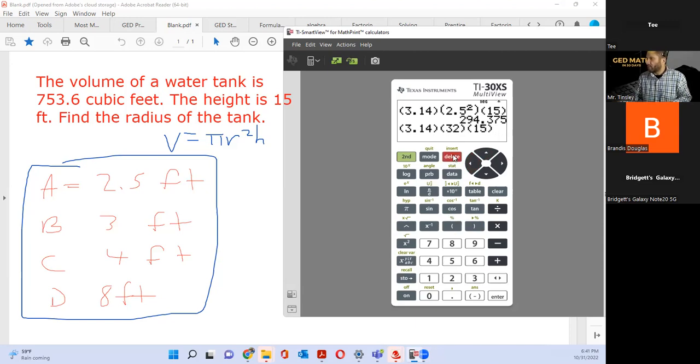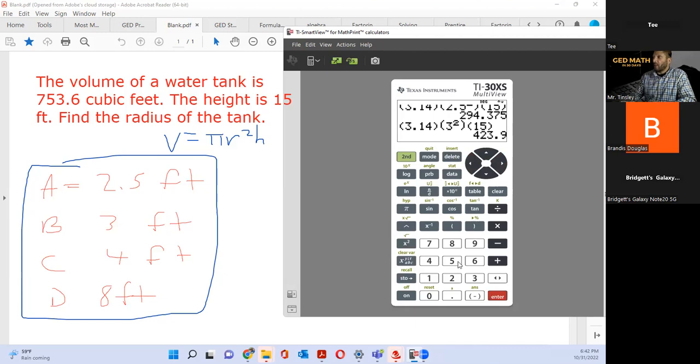Delete the rest out. 3 squared. Right? Look at that. Look what I did. I didn't change anything. 3.14. I went to the second multiple choice, which is 3. Hit enter. Did we get a volume of 753.6?